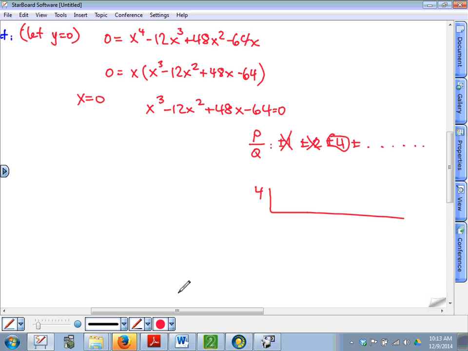How do you know that right off the bat by just looking? Wait, P is the coefficient of the first one? Yeah. P is the constant. Q is the leading coefficient.